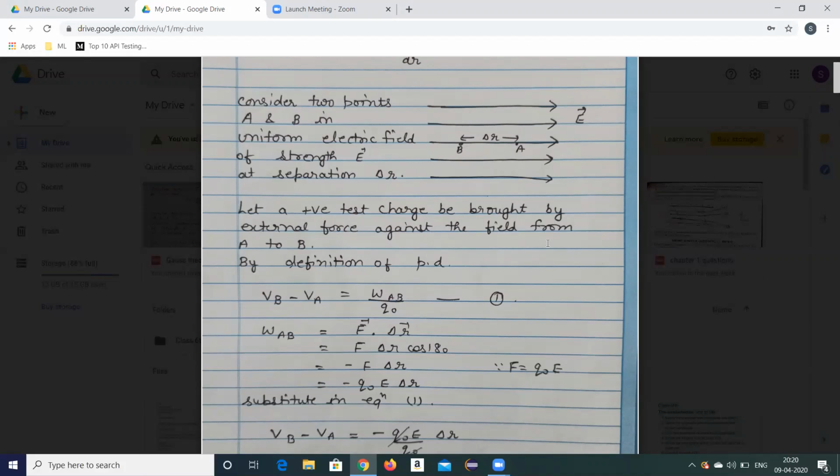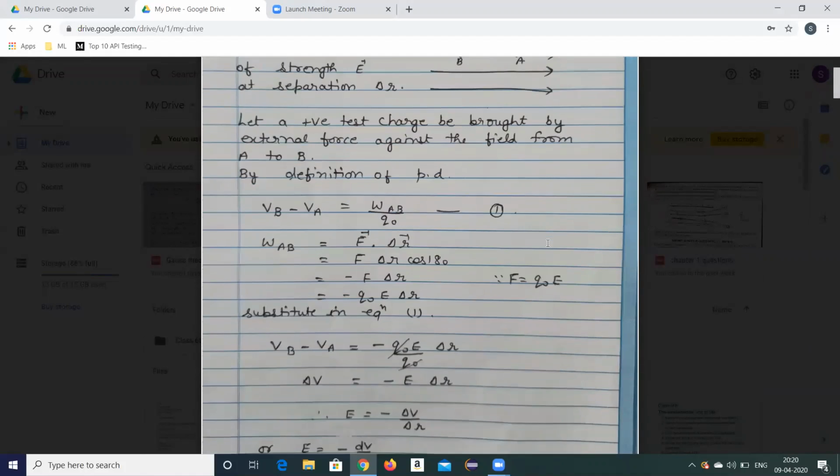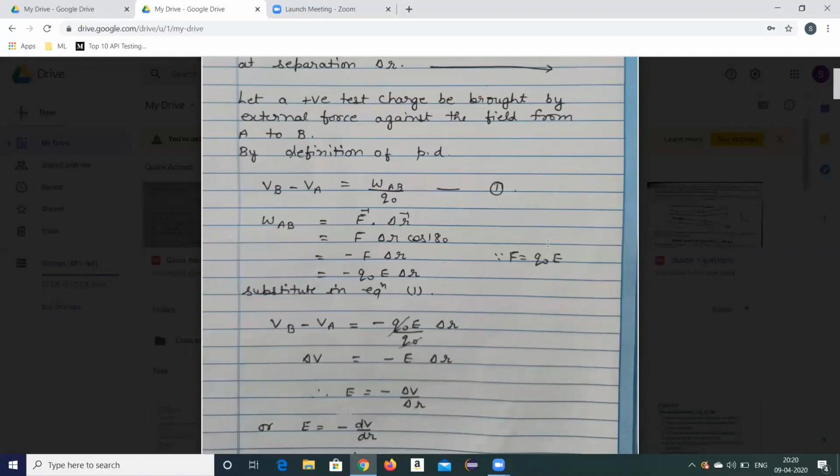Consider a positive charge being brought from A to B against the electric field. Now, by definition of potential difference, VB minus VA is equal to WAB divided by Q naught. Q naught should be a small positive test charge. That means potential difference is equal to work done in bringing unit positive charge from one point to another.